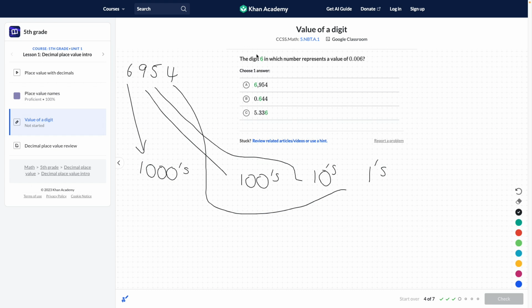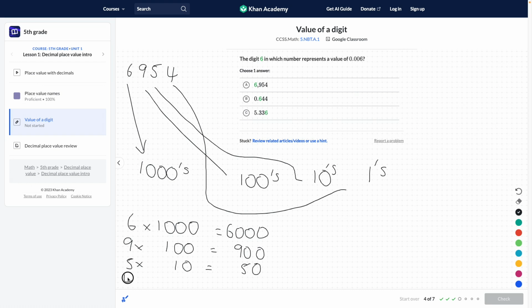Okay, so we care about the 6. Well, 6 times 1,000 is equal to 6,000. And just to confirm, 9 times 100 is equal to 900. All right? And then 5 times 10 is equal to 50.